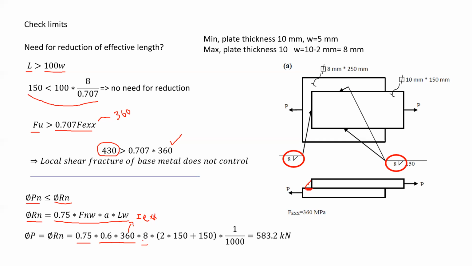We have 8. 8 is the A value, or the throat, and multiplied by the length of all the welds that we have. Now, as you can see here, I have on this side 150 millimeters, the other side 150 millimeters, and this side, since it's not specified, it means that it's covering the whole thing, and therefore it's also 150 millimeters. And then I'm dividing by 1,000 to convert from newtons to kilonewtons. And it appears that the capacity for the welds is equal to 583.2 kilonewtons. And I can say, therefore, the factored load is going to be equal to 583.2 kilonewtons.